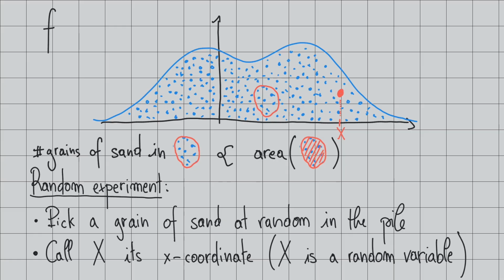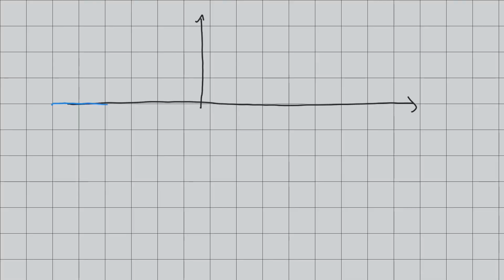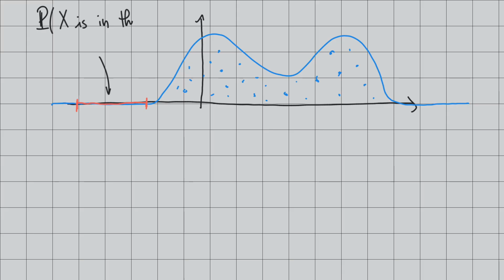In the end, we started with some PDF, and we presented a recipe to get a random variable out of it. Now, what can we say about the distribution of this random variable? Meaning, how can we describe what values it can take with what probability? First, notice that if on some interval the function outputs 0, then there is no sand in the pile above it, so the probability that X is in that interval is 0.